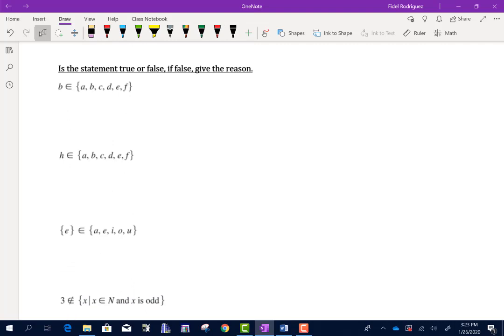All right. Now, for the next part here, it says, is the statement true or false? Okay. So look what we're asking for. Is B an element of this set? All that's telling you is, is the letter B one of the letters in here? Well, we would say yes, it is. Okay. Is H one of the letters in here? No, it's false, right?